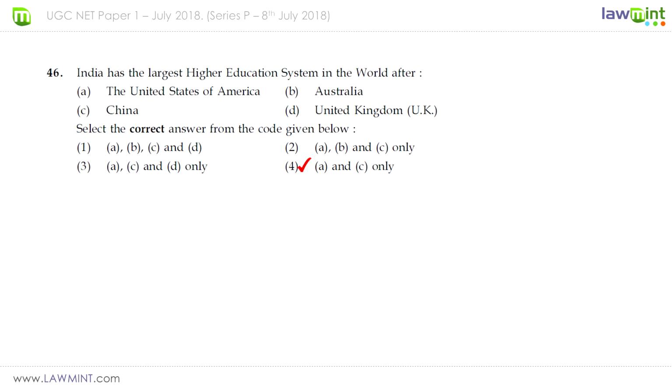Now, to provide a proper context, the largest that is being talked about here is purely in terms of the number of people enrolled in the higher education system or the number of people engaged in the higher education system, and it does not talk about the percentage of GDP that is being spent on higher education or any other quality parameters. So purely in terms of volumes or the number of people, India ranks at number 3 in the world. So answer choice 4 is the correct answer for this question.